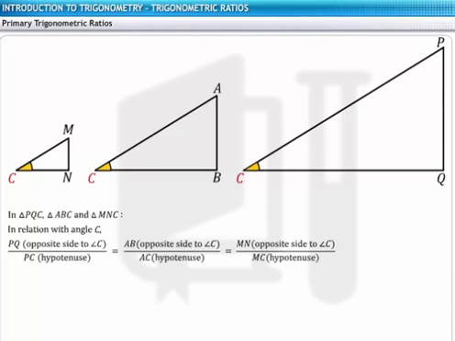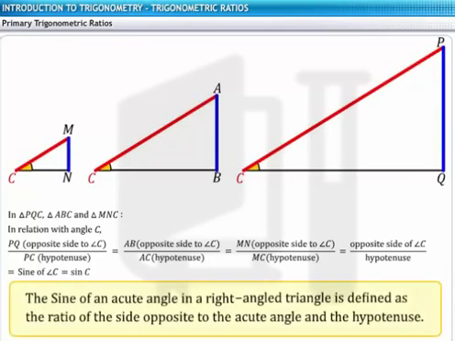This constant ratio can be written as opposite side of angle C divided by hypotenuse. In trigonometry, this ratio is given a name. It is called the sine of angle C. The sine of angle C is written as sine C. Here, angle C is an acute angle. The sine of an acute angle in a right-angled triangle is defined as the ratio of the side opposite to the acute angle and the hypotenuse.